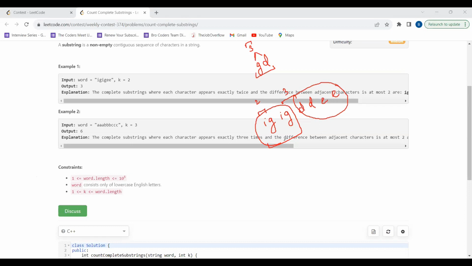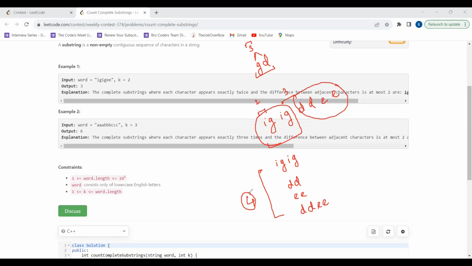So how many total substrings can be formed which are complete for this example? IG, double D, double E. 4. Okay. Which are those? IG, then DD, then EE, then DDE. 4. Okay. So does anyone have any other suggestions? Can we form any other substring also? No.